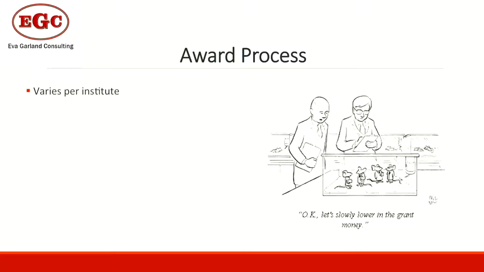Now, you finished the application, you sent it, it was reviewed, you got a great score. What happens next? You're going to get a notice of award because you had an awesome proposal. So, what does the award process look like? Well, that really varies by institute and by agency, like everything.